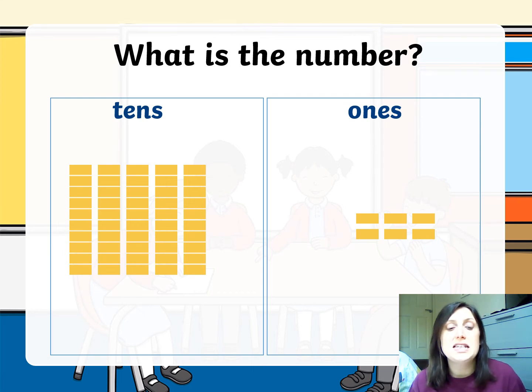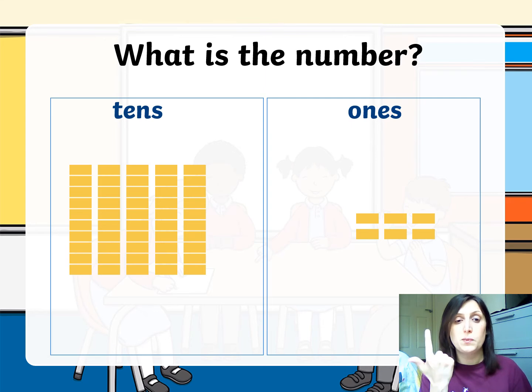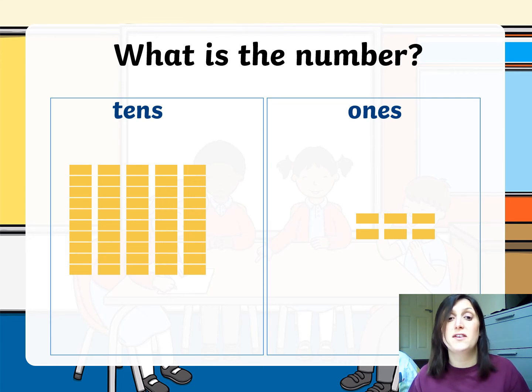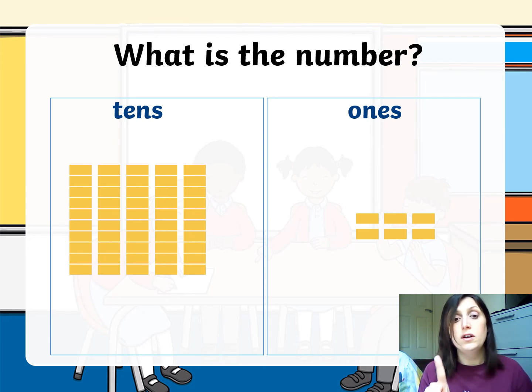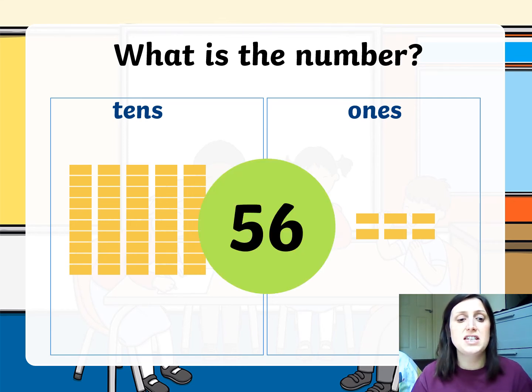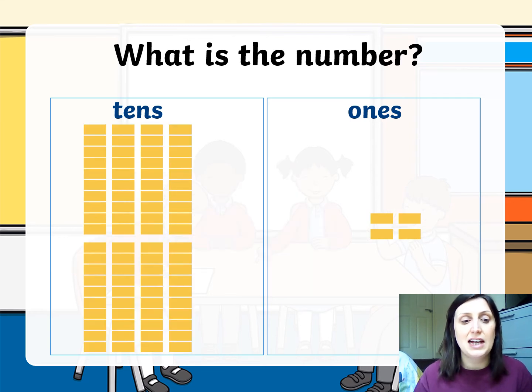Okay, that's your 20 seconds. So what is the number? For the tens, we had 10, 20, 30, 40, 50. Then we needed to move to counting in ones. We had 51, 52, 53, 54, 55, 56. So you should have got 56. Okay, let's have a look at the next one.